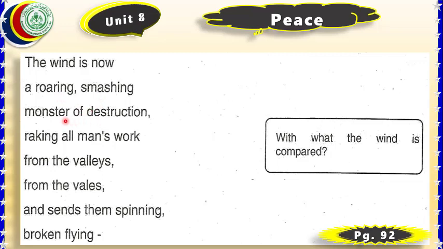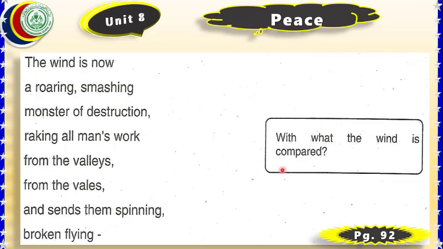Monster is something very huge. Wrecking all man's work means destroying all man's work. From the valleys, from the vales, both are valleys, and sends them spinning. Broken flying, what does it mean? Wind breaks the things, and you might have seen when wind is blowing, especially in round shape, you will find some sort of wind rising up. It spins the things, it throws the things, flies the things. This is the situation discussed here.